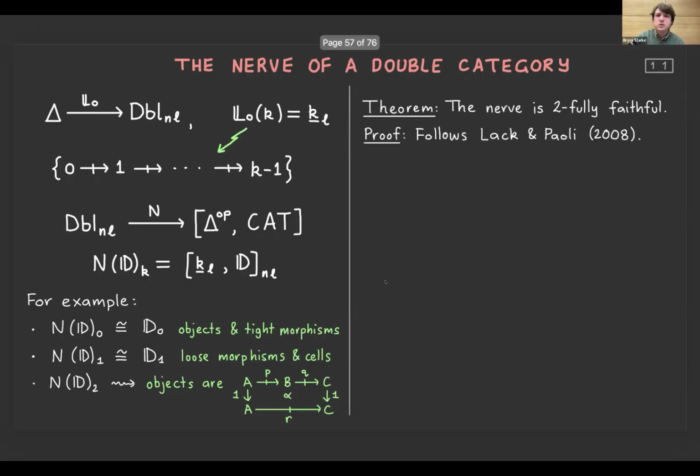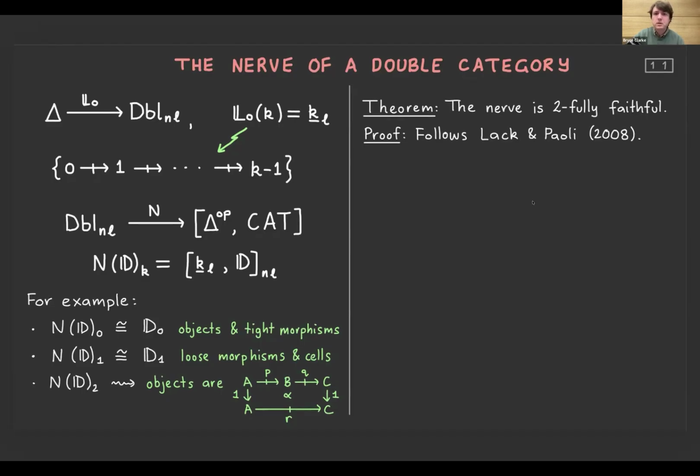Okay. And so a theorem is that this nerve is 2-fully faithful. I haven't really proved this, but it more or less follows directly from the same result for bicategories. Lack and Howley have a paper called "The 2-nerve for bicategories" or something like this, and they show that the nerve for bicategories is 2-fully faithful. And you can essentially repeat this proof for double categories because it doesn't rely in any significant way on the fact that they're working with a bicategory rather than a double category.